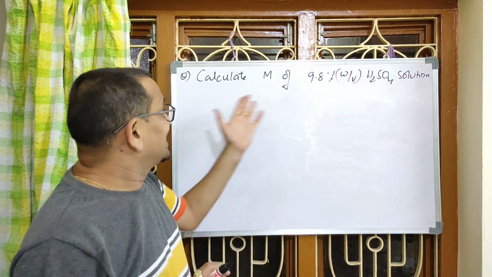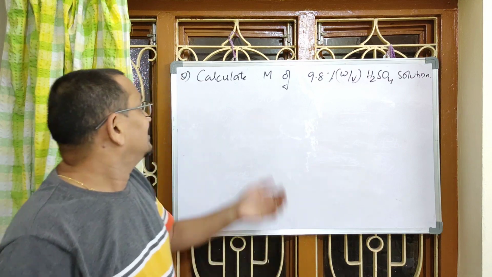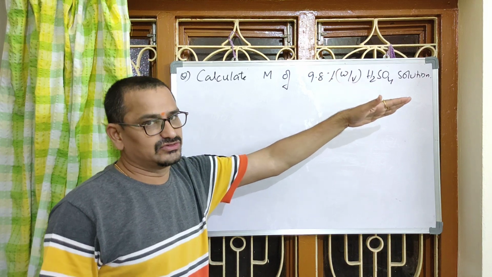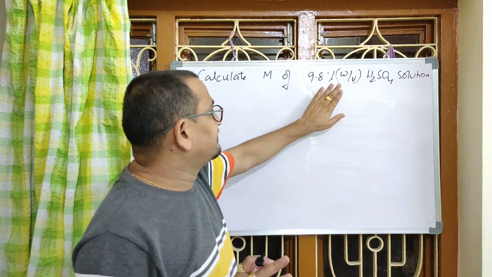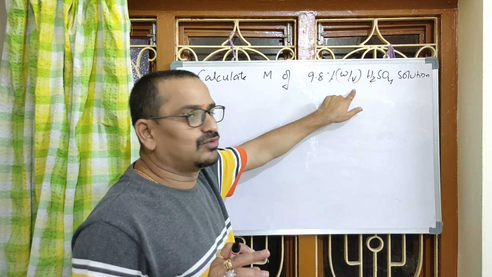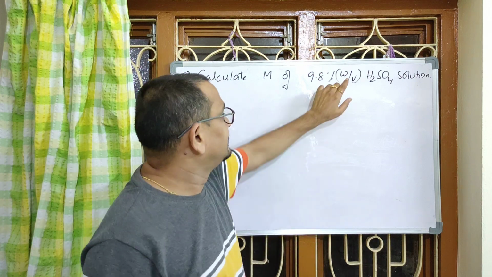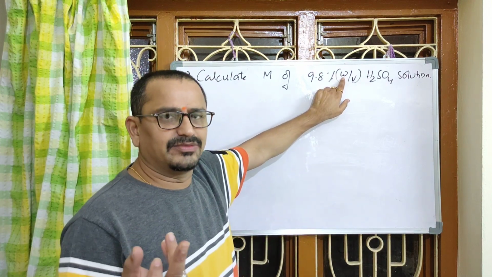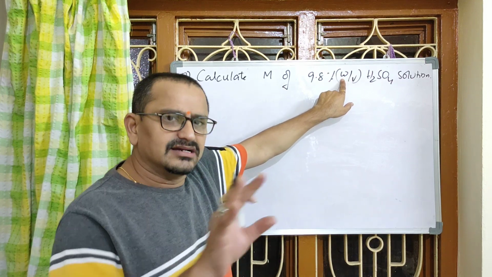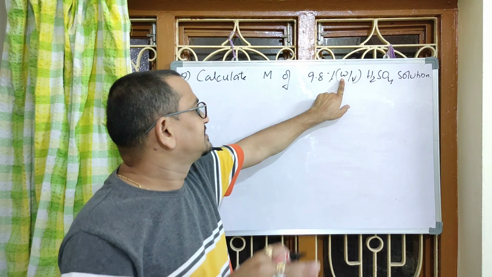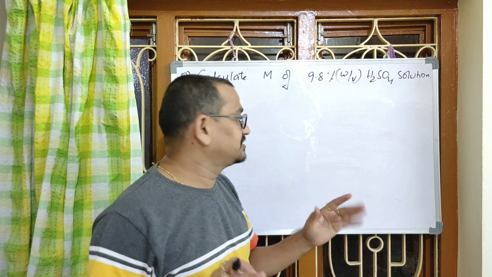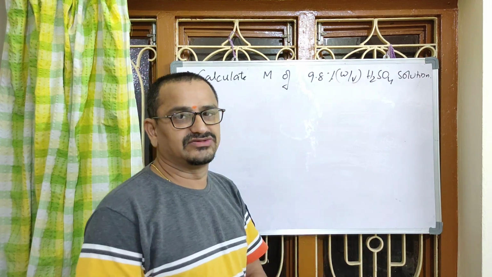Now, this is another numerical. Calculate molarity of 9.8% by volume of H2SO4 solution. Don't neglect this. Whenever this is the presentation, we have to pronounce this as x% mass by volume or x% by volume. The word mass may or may not be specified. X% by volume of solution means mass is compulsory, that's a fixed term. Mass or weight, whatever it is. So 9.8% by volume of H2SO4 solution.